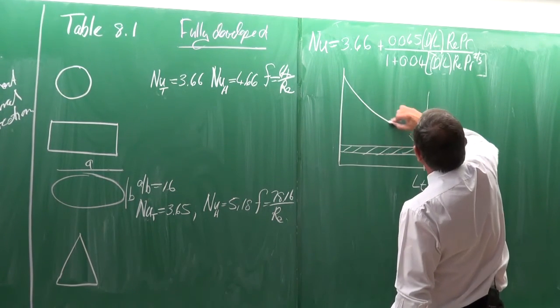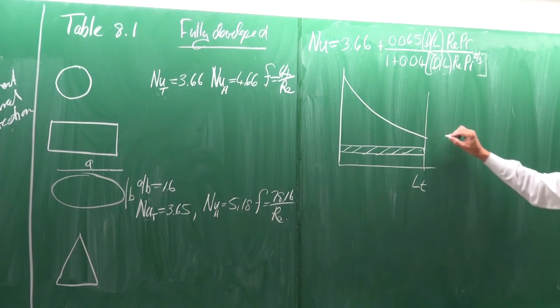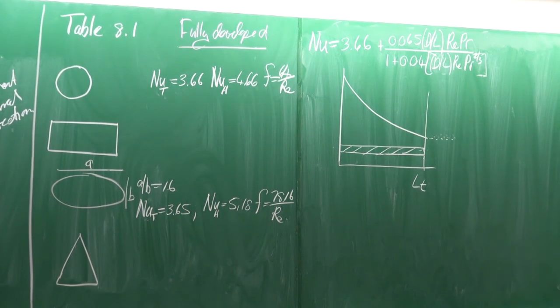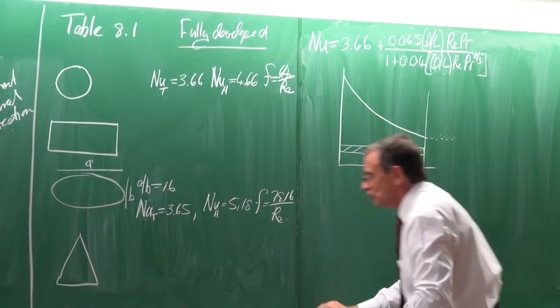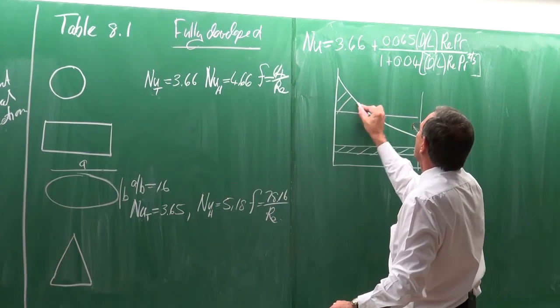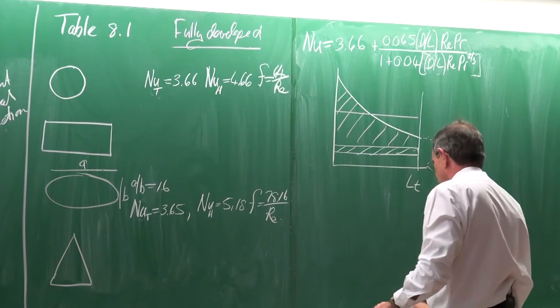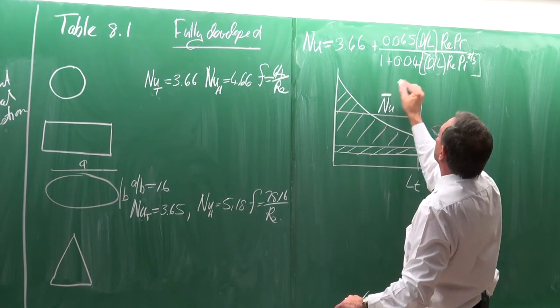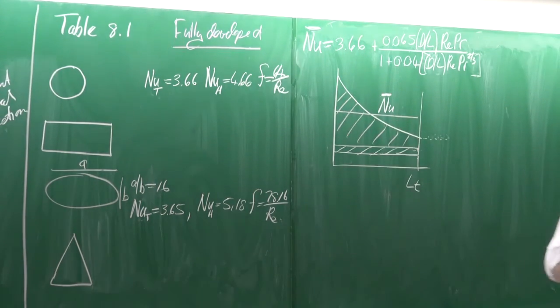Then you know that the heat transfer coefficient is going to do something like that, and then it is going to taper off. It's going to be a constant. Okay. So this equation gives you the integrated average of that heat transfer coefficient, which is very useful. So it gives you that value, the average.